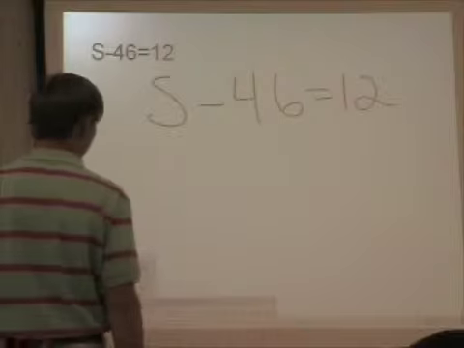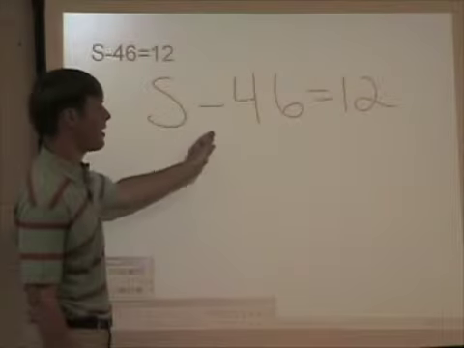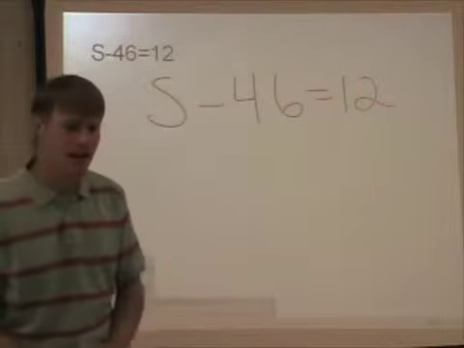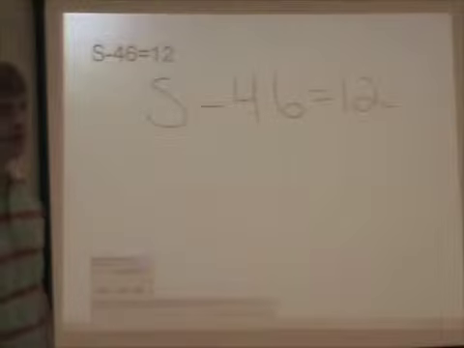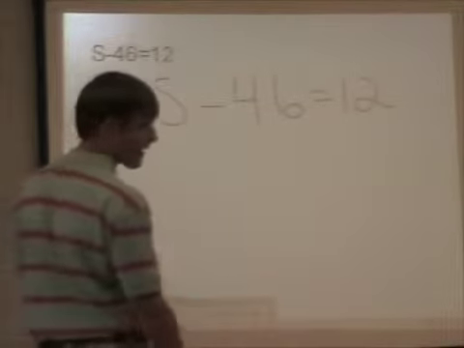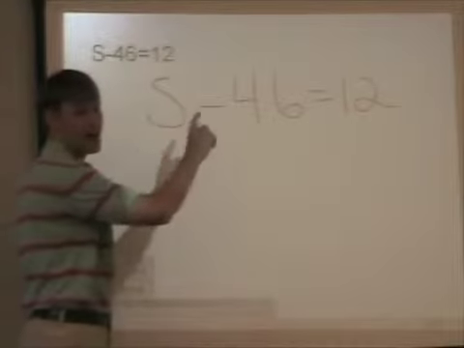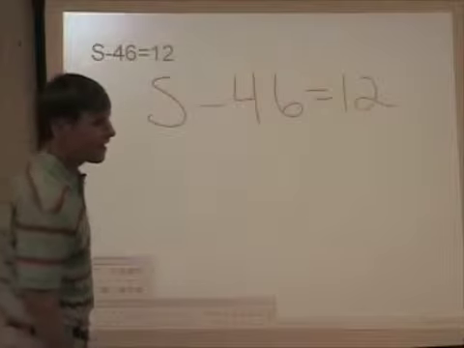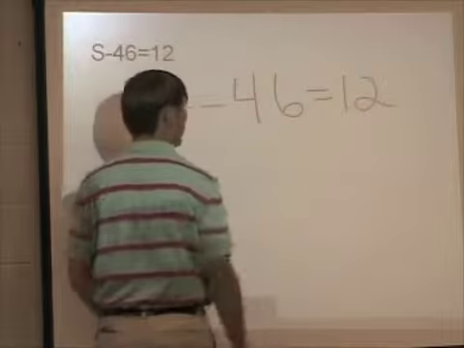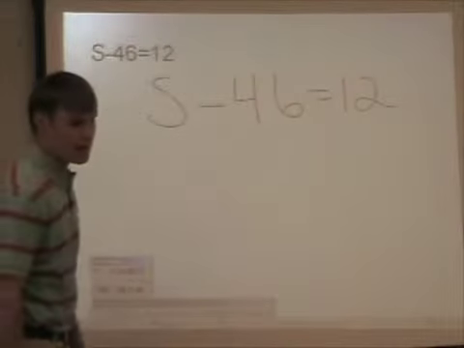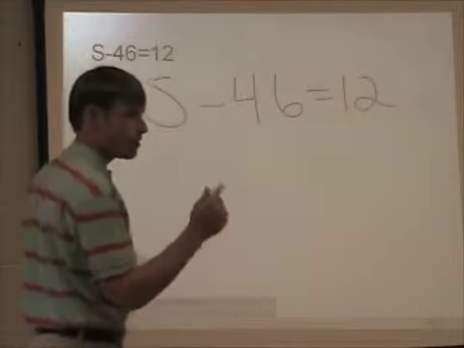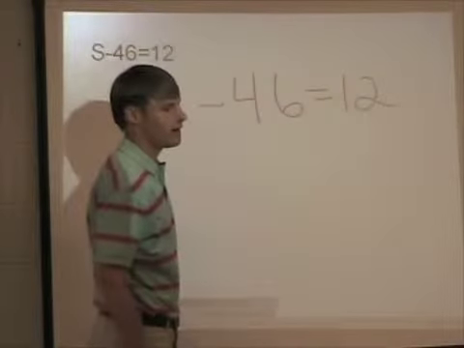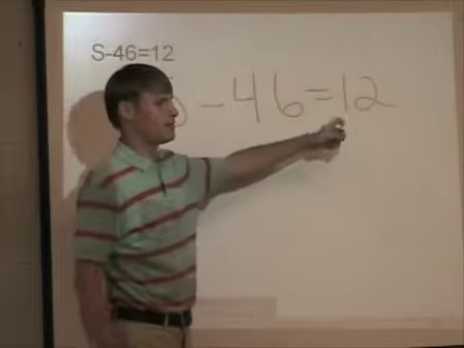Alright, now here's our new equation: s minus 46 equals 12. What is on the left side, Hannah? S minus 46 is on the left side of the equal sign. On the right side is 12. So, what do we want to move? 46. We want to move 46 from the left side to the right side.